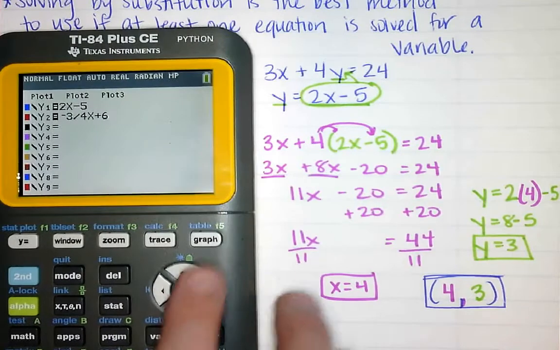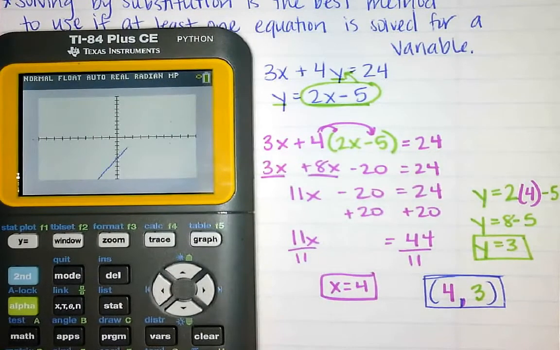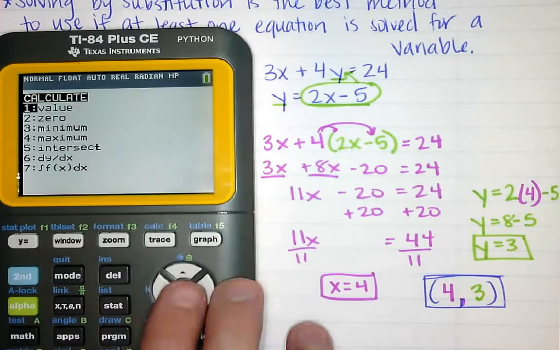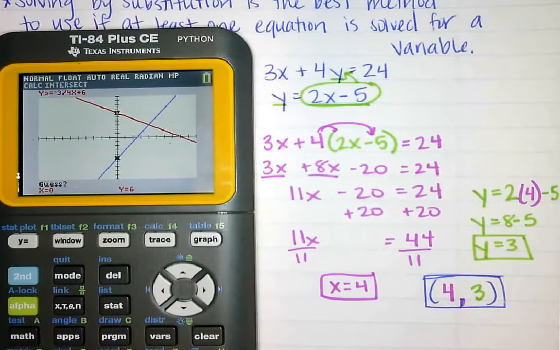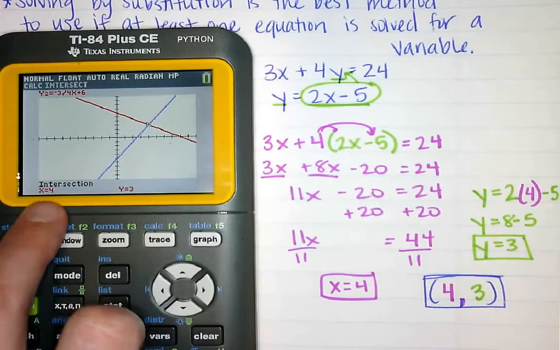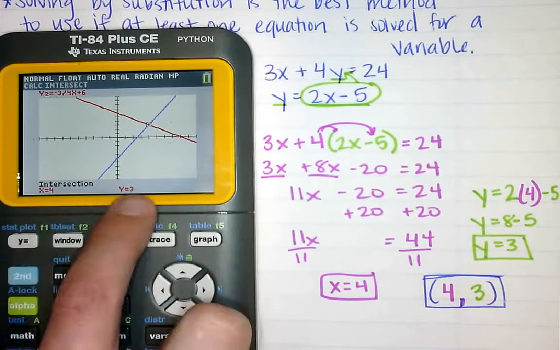And when I graph it, guess where these two lines intersect? At 4, 3. So y'all, if we actually calculated the intersection, second trace, intersect, enter, enter, enter, look at the intersection it gives us, 4, 3. Do y'all feel good about that?